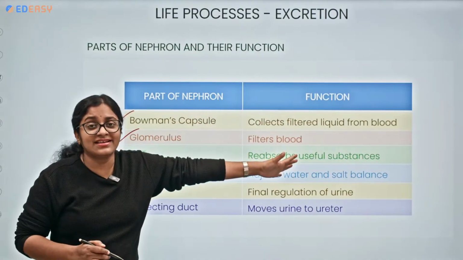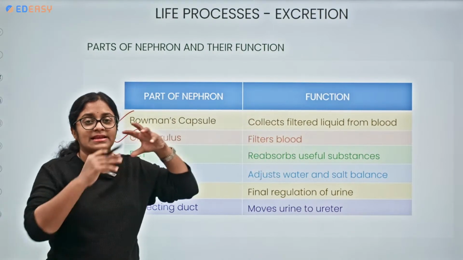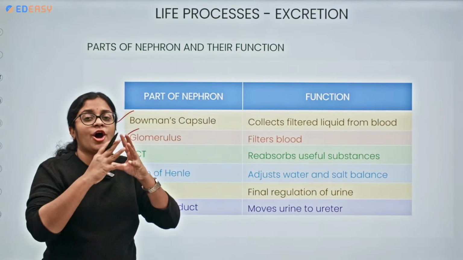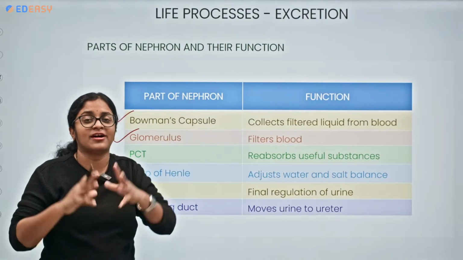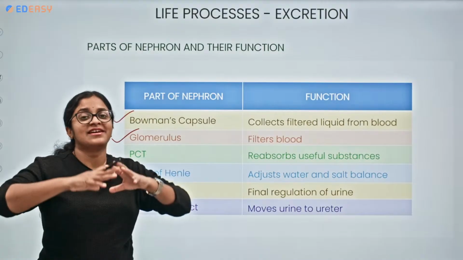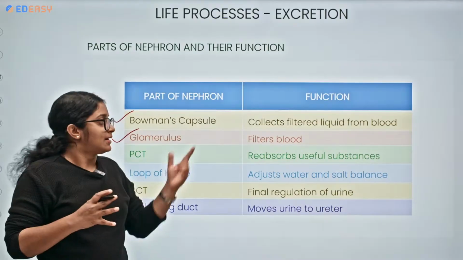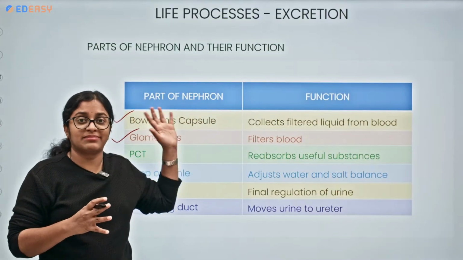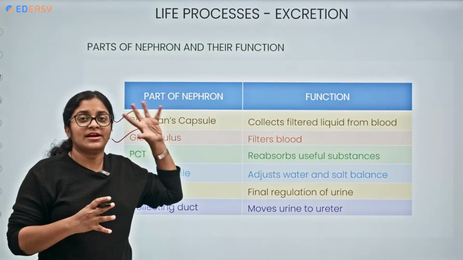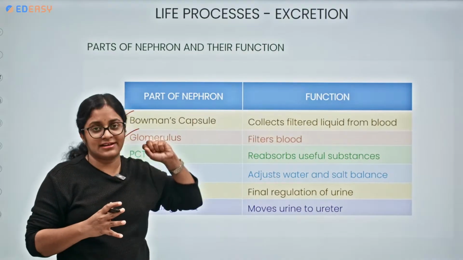It is collecting the filtered liquid from the blood. Whenever there is a movement of the unfiltered blood, the deoxygenated blood enriched with a large amount of waste substances, when it is moving through the Bowman's capsule, and particularly the glomerulus, the Bowman's capsule is collecting the filtered liquid.